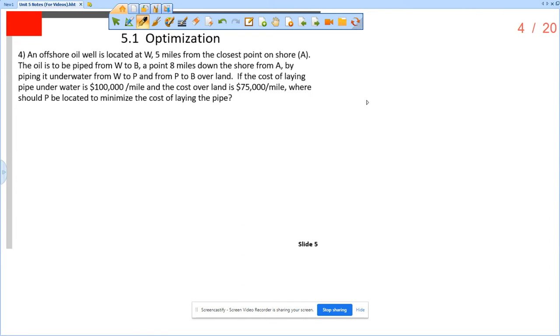An offshore oil well is located at W, 5 miles from the closest point on shore A. The oil is to be piped from W to B, a point 8 miles down the shore from A, by piping it underwater from W to P, and from P to B over land. If the cost of laying pipe underwater is $100,000 per mile and the cost over land is $75,000 per mile, where should P be located to minimize the cost of laying the pipe?